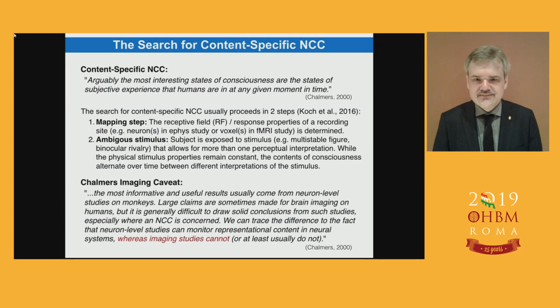One problem is that at least in 2000, there was not much high field MRI. David Chalmers actually was very negative about fMRI to use for that. He praises animal electrophysiological research, but sees also the limits of consciousness and reports in the animal. But he very clearly says that we can trace the difference to the fact that neuron-level studies can monitor representative content in neural systems, whereas imaging studies cannot. So therefore, he was very negative. And I think this has changed over the last 20 years.